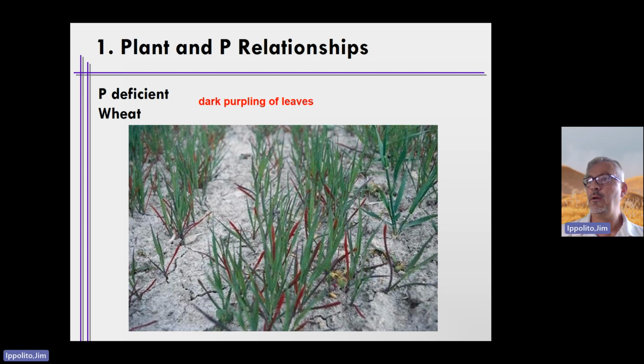So here is a phosphorus deficiency in wheat. And where do you see the purpling color? You see it in the older leaves, the leaves at the very bottom of these wheat plants.